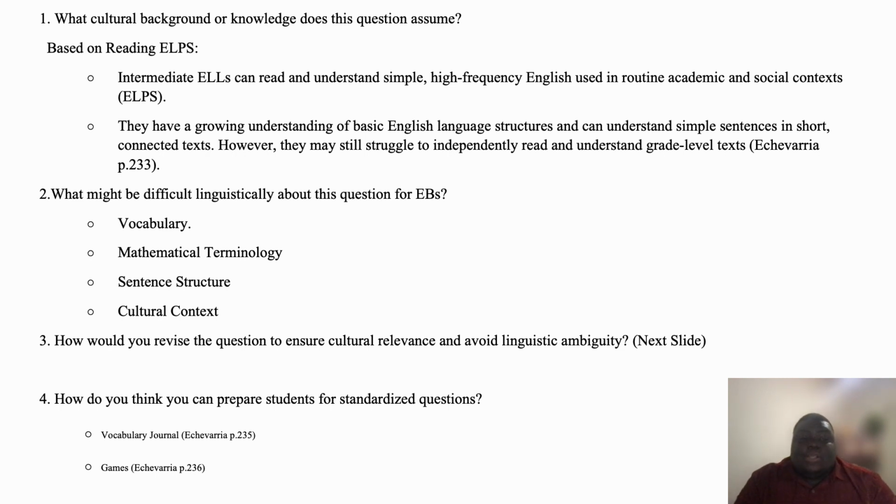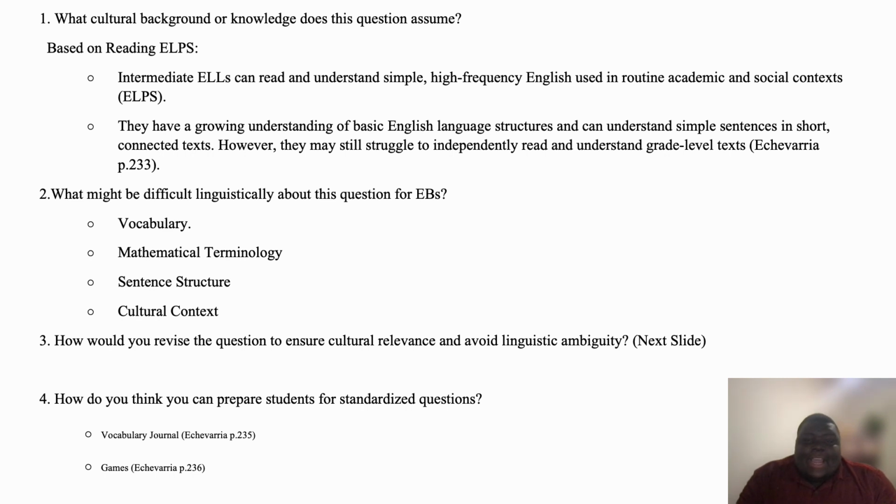Moving on to question 2, it says, what might be difficult linguistically about this question for emergent bilinguals? I chose four things that make the question hard: vocabulary, mathematical terminology, sentence structure, and cultural context. To break down vocabulary, the question assumes familiarity with words such as glue sticks, boxes, and bags, and mathematical terms like multiplication and division. EBs who are still building English vocabulary may struggle with these specific terms, especially if they have not encountered them before in their English language learning, or if they don't encounter them frequently.